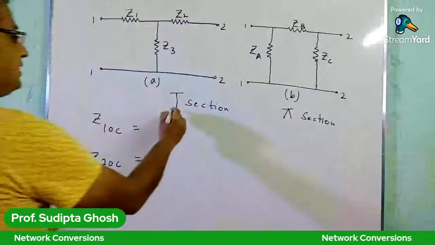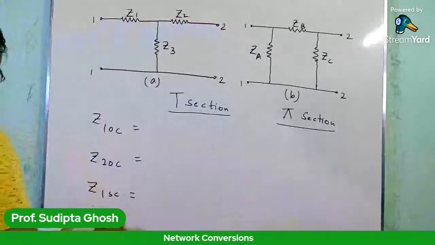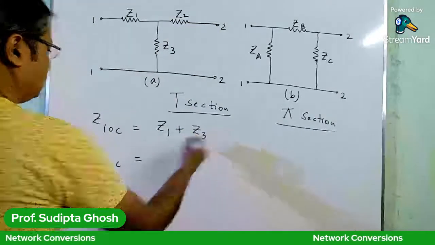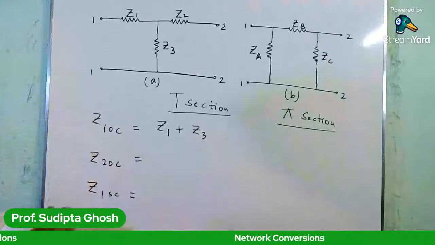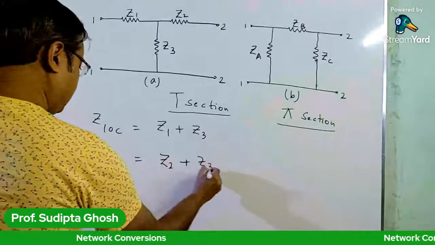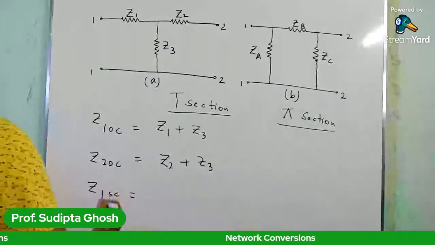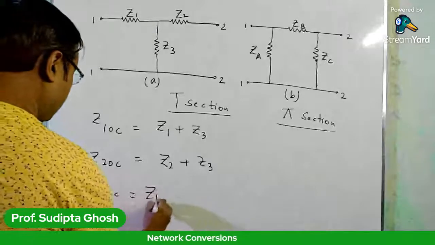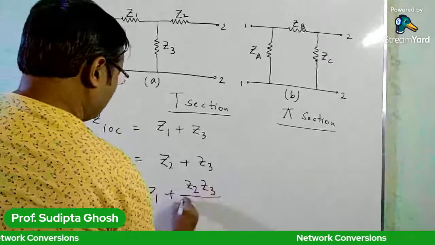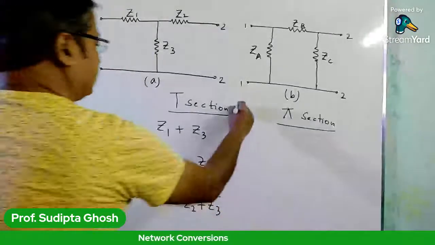For a T section, Z1 OC is Z1 plus Z3. For the T section, Z2 OC is Z2 plus Z3. These equations were all derived in our last class. And Z1 SC is Z1 plus Z2 Z3 divided by Z2 plus Z3. So these are the equations for a T section.